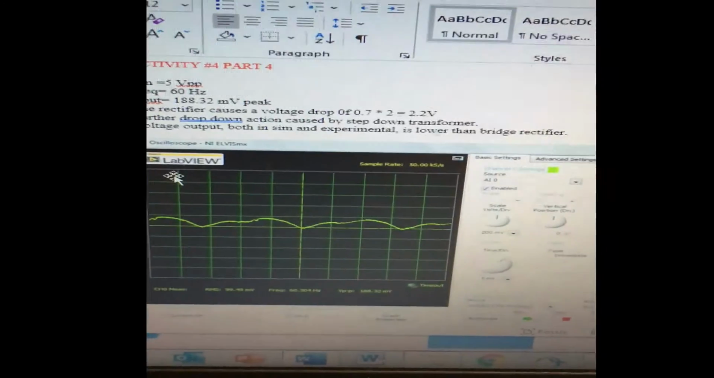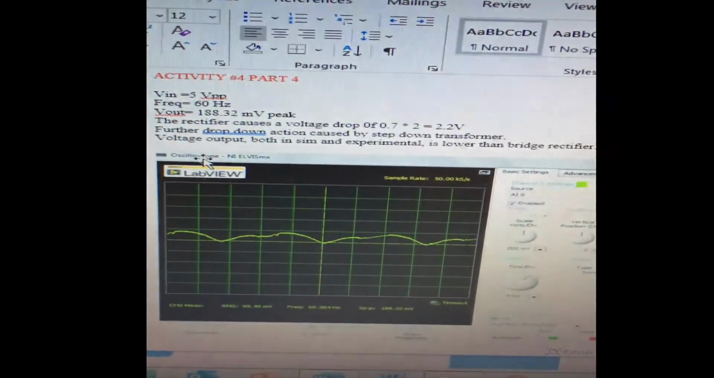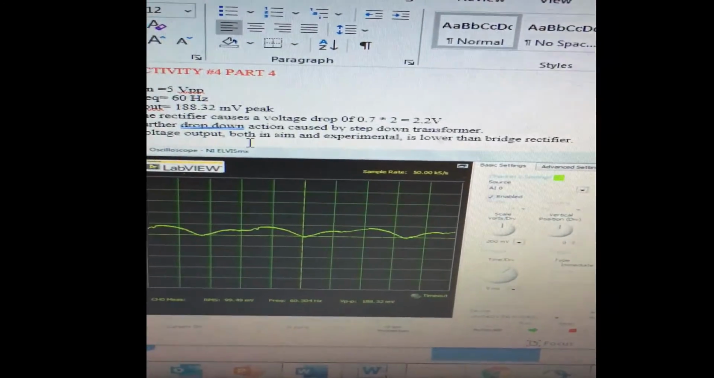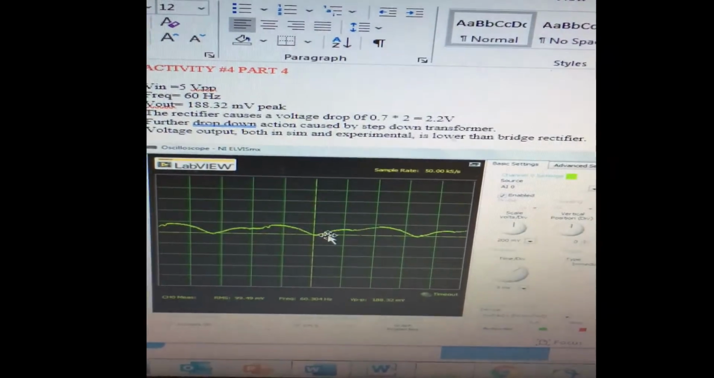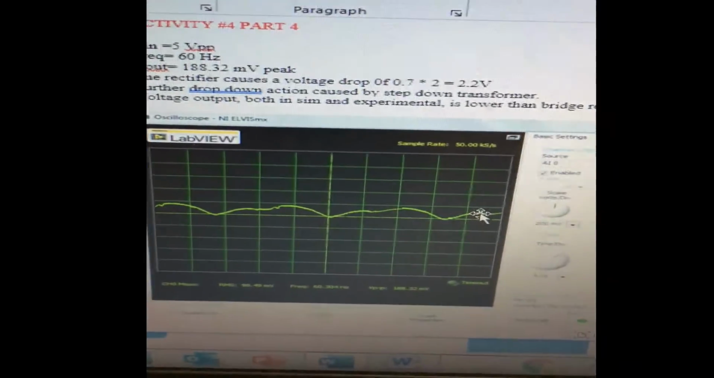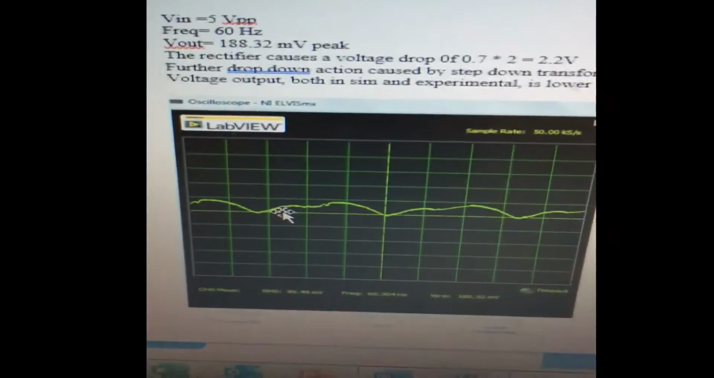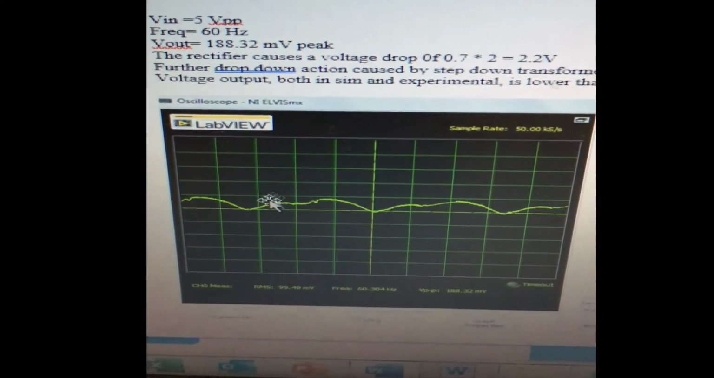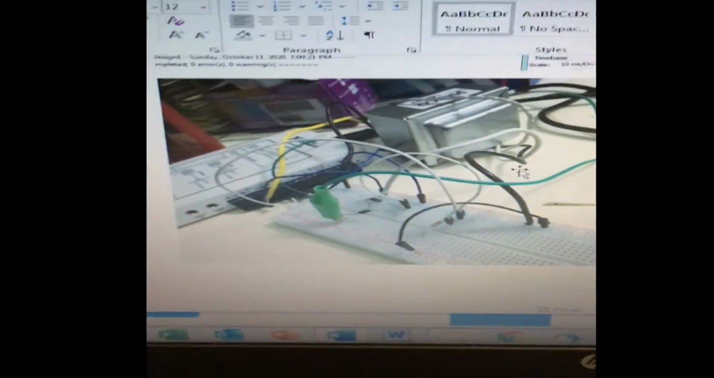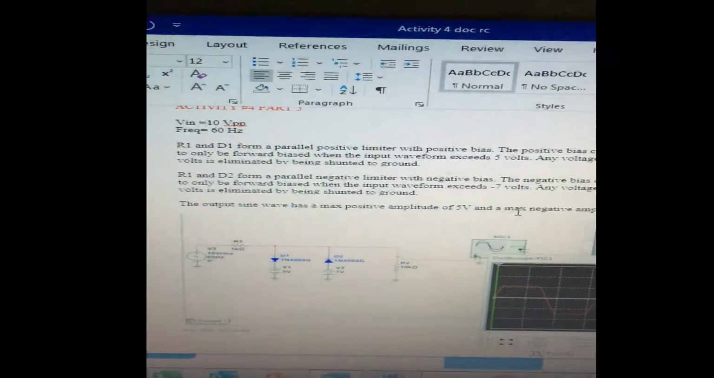One thing to note is that the voltage output, both in the simulated and experimental, is actually lower than the bridge rectifier voltage output. Here it is. There's no DC offset either on this one. It shows the positive peaks. Not smooth as in here. In the simulation it is very smooth, but the actual measured result is not that smooth. Well, here's the circuit itself.